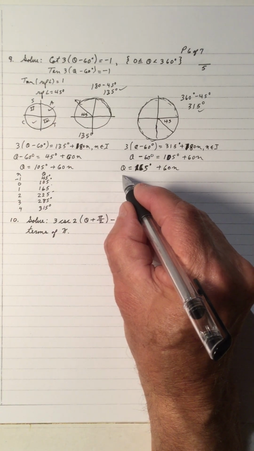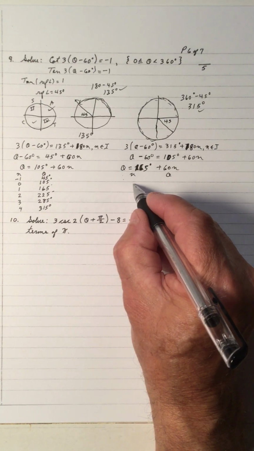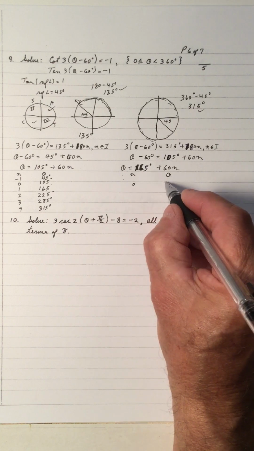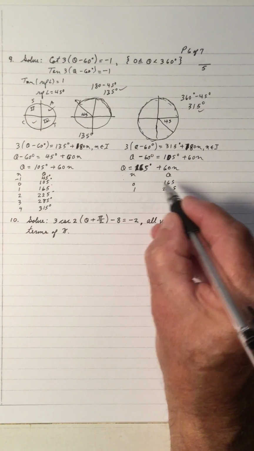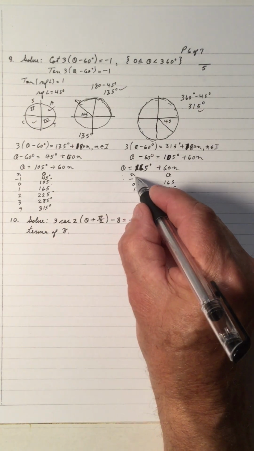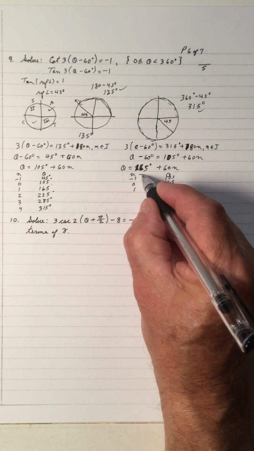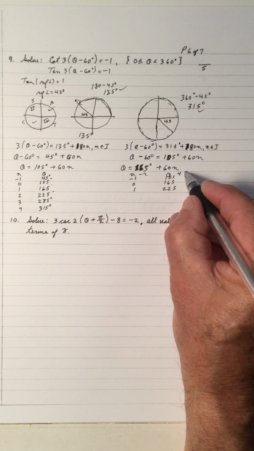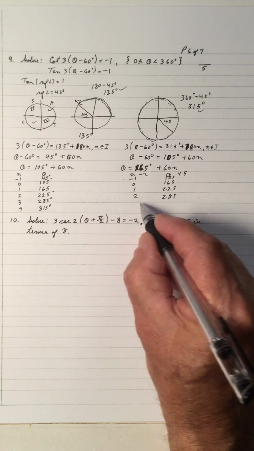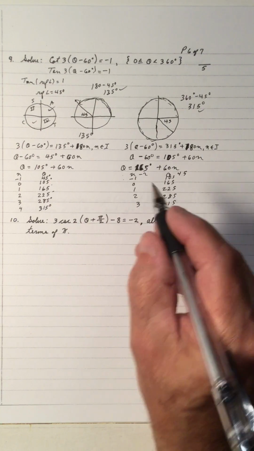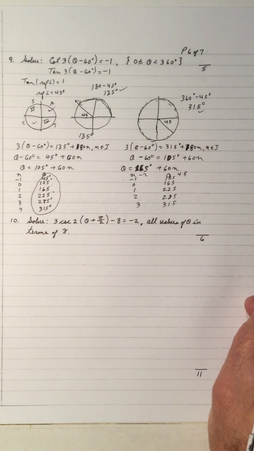So what happens if I do n and theta on this one? If I put a 0 in, I get 165. If I put a 1 in, I get 225. Notice I get the same answers here. If I do -1, I get 105. If I do -2, I get 45. I do a 2, and I get 285. So I get all the same answers. So the answers here are these. These are the values that make this true.